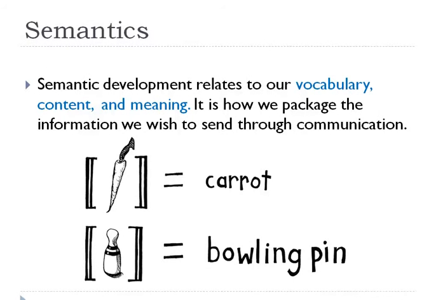The second component of speech is semantics. And semantic development relates to vocabulary, content, meaning. It's the message we want to send. It's how we package our information in our brains and send it to somebody else. For example, the word carrot sends from the sender to the receiver this root vegetable and bowling pin.